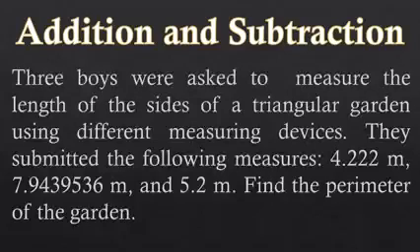Next. 3 boys were asked to measure the length of the sides of a triangular garden using different measuring devices. They submitted the following measures: 4.222 meters, 7.943956 meters, and 5.2 meters. Find the perimeter of the garden. Kung matatandaan natin, para hanapin yung perimeter ng isang shape, we need to add the given measurements to obtain the perimeter of the garden in this case.